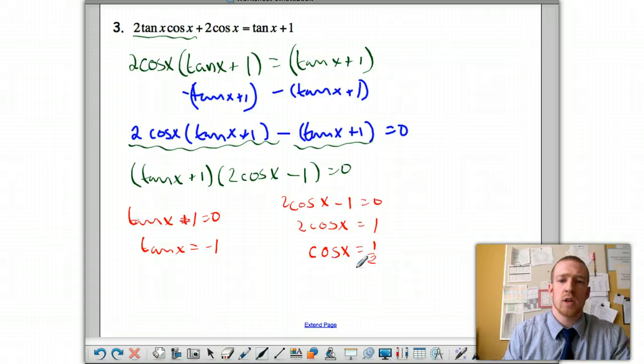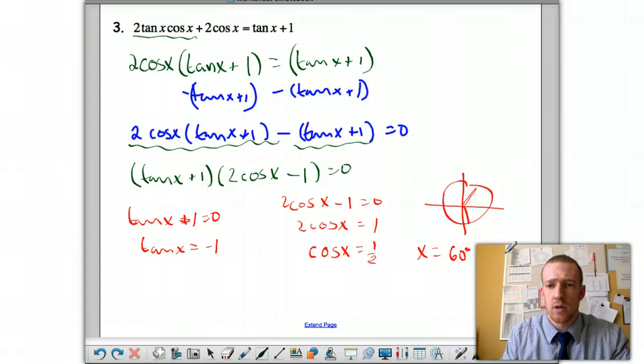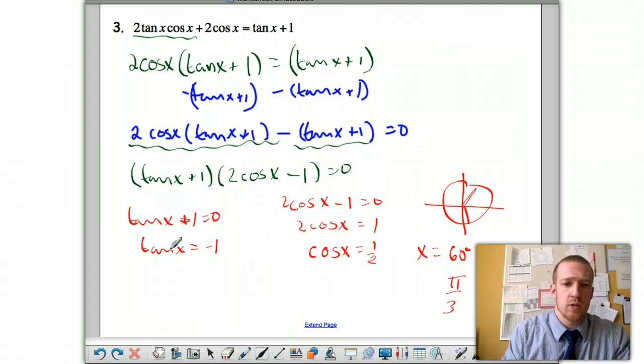So where the cosine x is a half, that gives x is, that's at the 60 degree reference angles in the first and fourth quadrant. So x is 60 degrees and 360 minus 60 is 300 degrees. Or you could do pi over 3 and 2 pi, or 6/3 pi minus a third is 5 pi over 3. So there's two of my solutions.